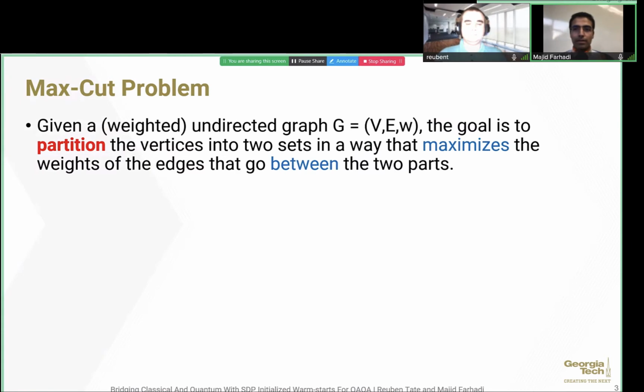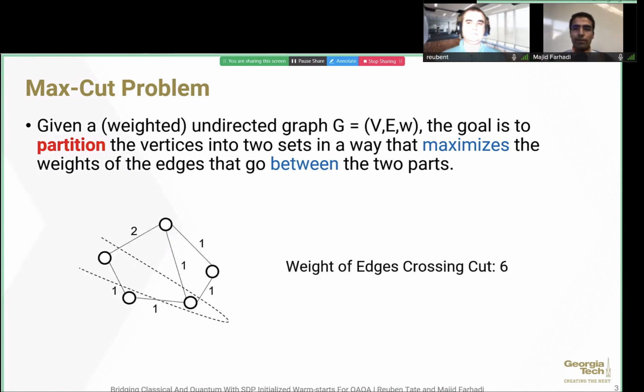Let's discuss a classical combinatorial optimization problem known as Maxcut, in which the input is a weighted undirected graph G, and the objective is to partition the vertices into two sets such that the total weight of the edges crossed by the cut is maximized. Let us see an example. Here we have a weighted 5-node graph depicted along with a feasible solution partitioning vertices into two sets of size 2 and 3, with 5 edges crossing the cut with a total weight of 6. It turns out to be the optimal solution in this case.